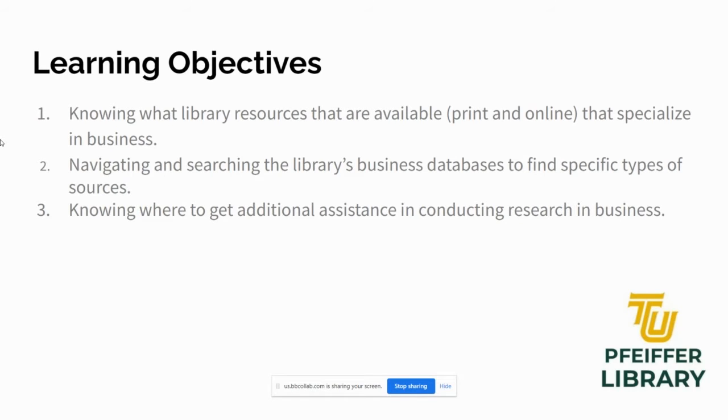And the third objective is knowing where to get additional assistance in conducting research in the field of business. If you ever feel lost, we have things that can help you get your research off the ground and use our resources to get what you need. By the end of this session, you should have the tools to do all of these things. And if not, you can always come back and rewatch this webinar, since you will all be getting a recording of this. Or you can always reach out to us and we're always happy to help.